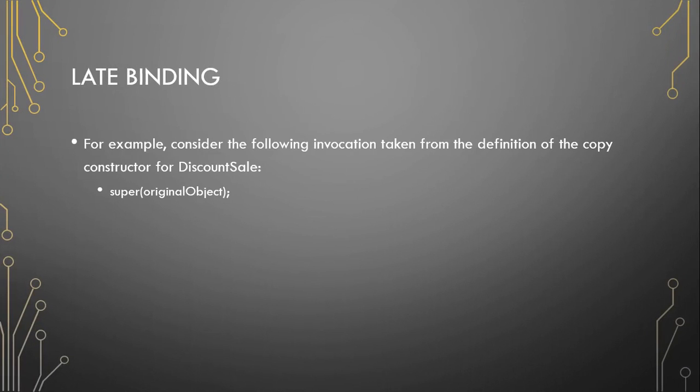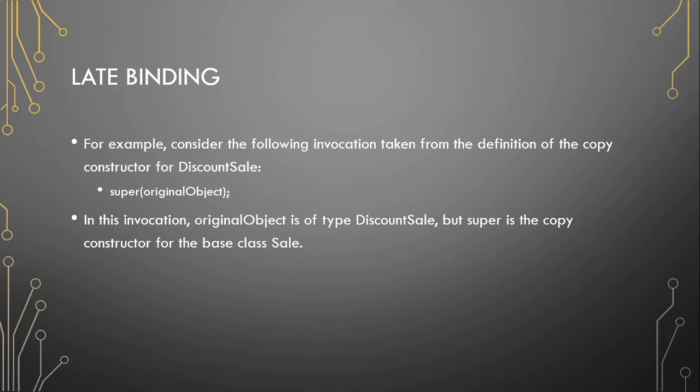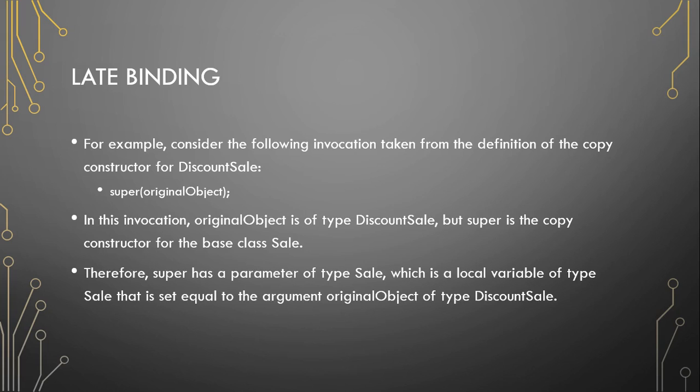So for example, consider the following invocation. Take the definition of the copy constructor for DiscountSale. Super original object. In this invocation, original object is of type DiscountSale, but super is a copy constructor for the base class Sale. Therefore, super has a parameter of type Sale, which is a local variable of type Sale that is set equal to the argument original object of type DiscountSale.